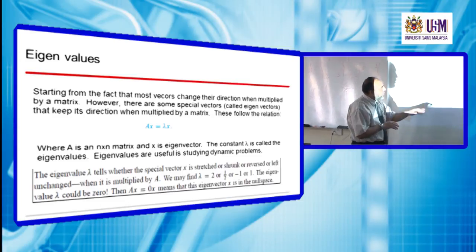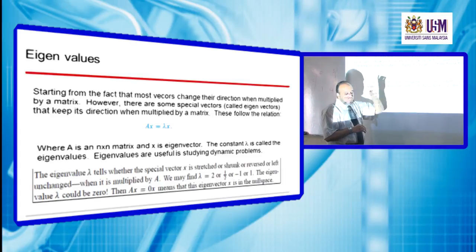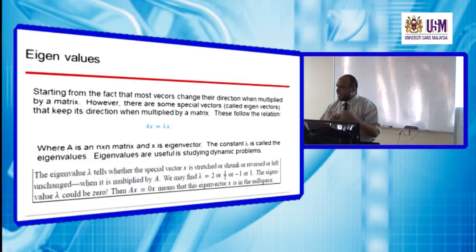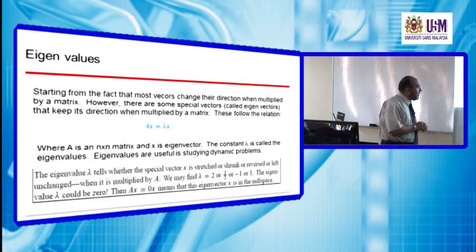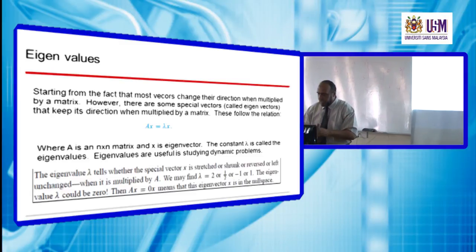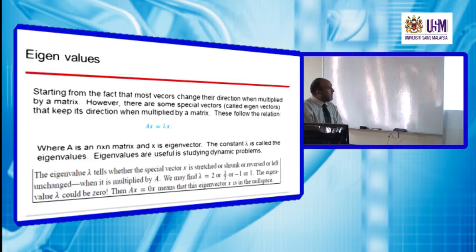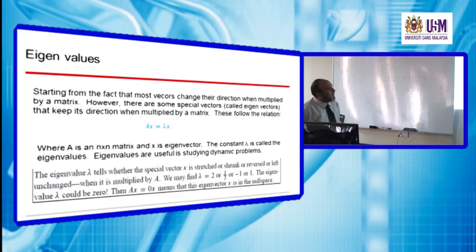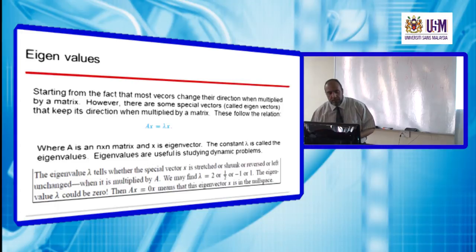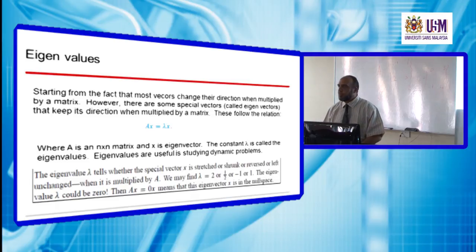Now, lambda here, which is a scalar, identifies the amount of change in the magnitude of the vector. This lambda is called the eigenvalue. So we have A x = lambda x, which means that we keep our direction, but the magnitude changes. Eigenvalues are useful in studying dynamic problems, like what we are studying in the seismic method. The seismic method is dynamic. We have fluctuations, we have waves, and the amplitude changes. So it's a dynamic problem, and we need other techniques to solve it efficiently.